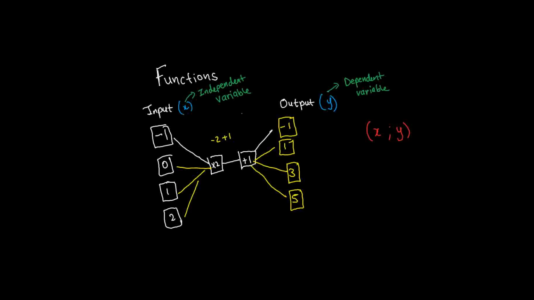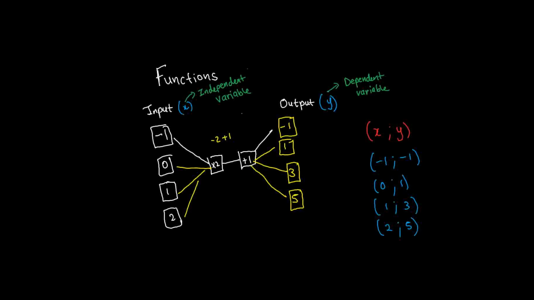And let's just write out these coordinates. Well, we have it in the spider diagram. It's -1, -1. The x value, when the x value is -1, the y value is -1 as well. When the x value is 0, the y value is 1. When the x value is 1, the y value is 3. When the x value is 2, the y value is 5.